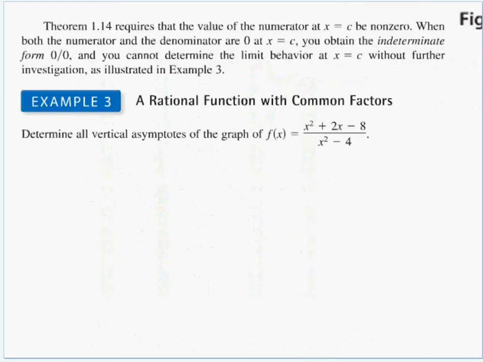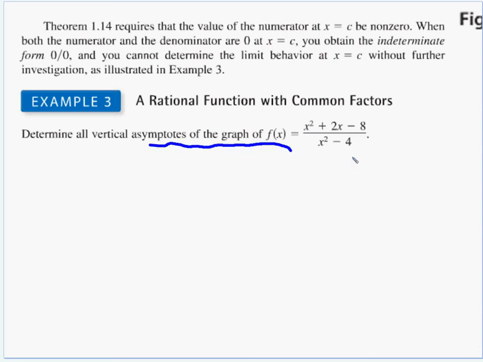Okay. Theorem 1.14 requires the value of the numerator at that value to be non-zero. When both the numerator and denominator are 0 at that point, we obtain the indeterminate form of 0 divided by 0, and we cannot determine the limit behavior at that point without further investigation. So let's see what we got here. Determine all vertical asymptotes of this graph.